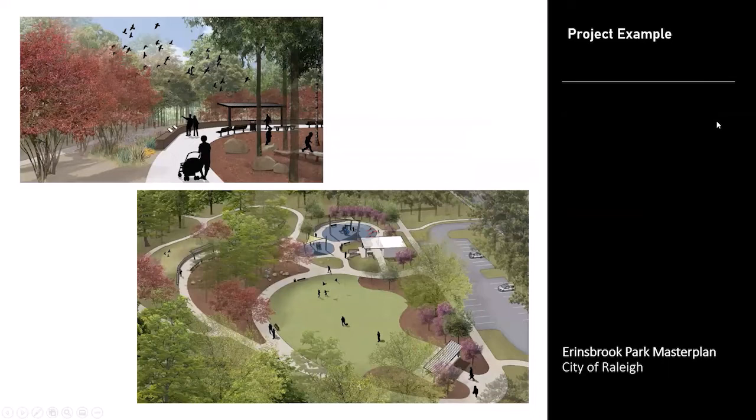So I'm going to go through a quick project example. This is one in Raleigh we did for the city of Raleigh, and it's a master plan called Erinsbrook Park. It hasn't been built yet, but it shows our ideas for the site.